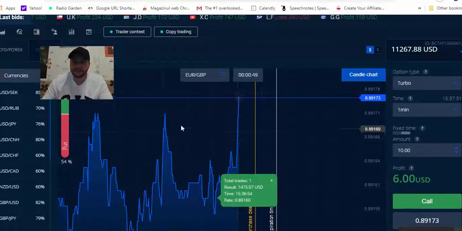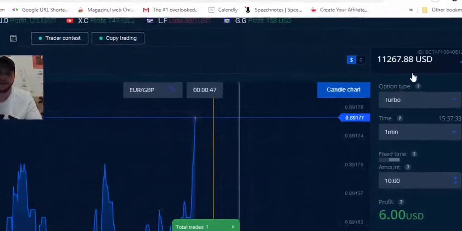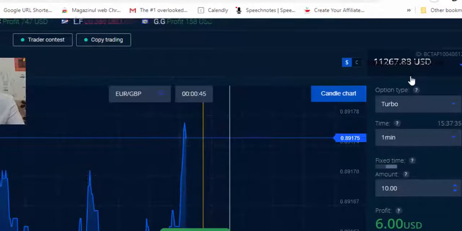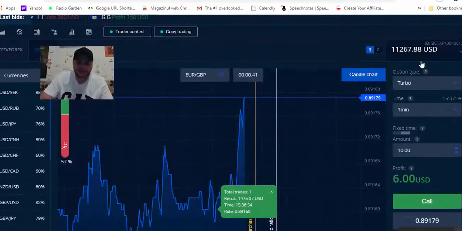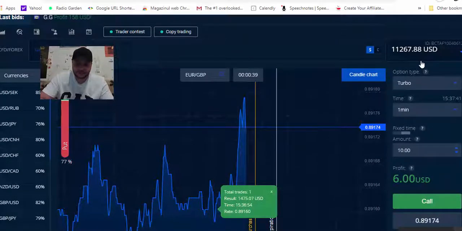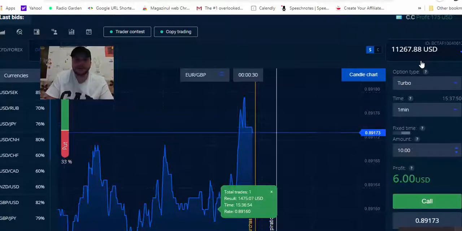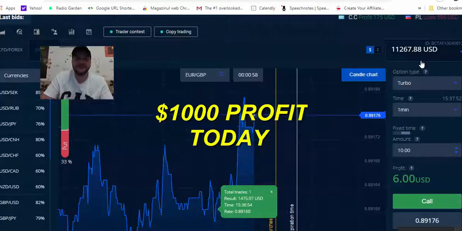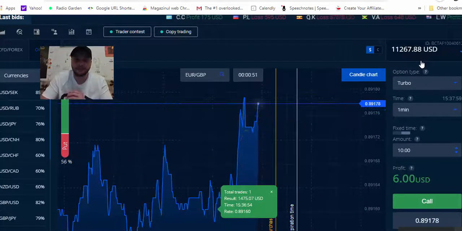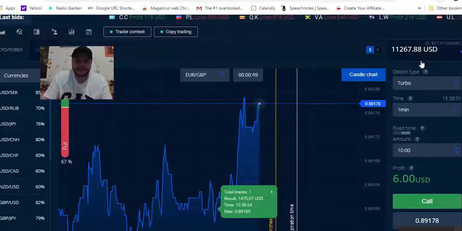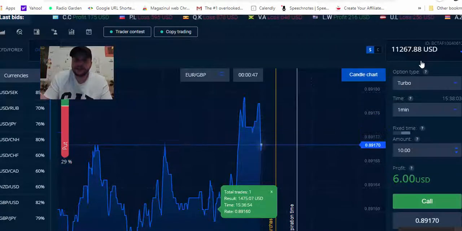That's it. As you can see here, my balance has increased. Now I have $11,267.88 in my account, and I started this day with $10,243.53. So it's $1,000 profit in today's trading session using Binbot Pro. That's the trading session for today.